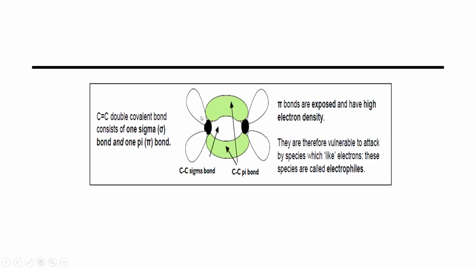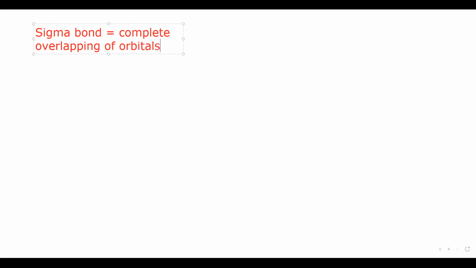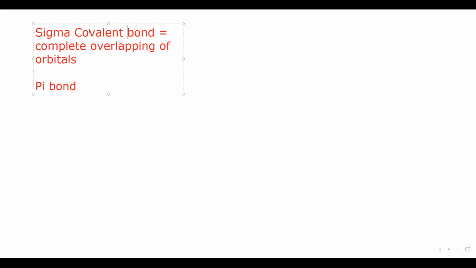Now sigma and pi bonds. What is the concept of the sigma and the pi bonds? Basically, the sigma bonds are formed by complete overlapping of the orbitals. Whereas pi bonds, pi covalent bond, both are covalent. In terms of strength, a bond can be a sigma covalent bond, or it can be a pi covalent bond.